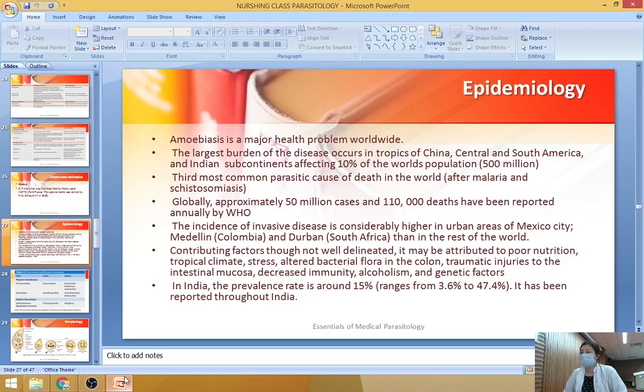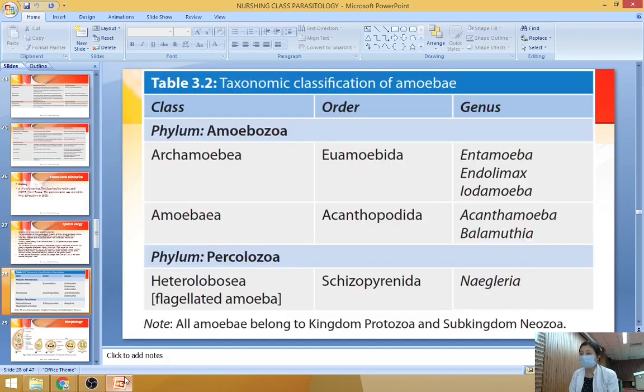Which are the contributing factors for amoebiasis? They are poor nutrition, tropical climate, stress, altered bacterial flora in the colon, traumatic injuries to the intestinal mucosa, decreased immunity, alcoholism and genetic factors. In India, the prevalence rate is around 15%. It has been reported throughout India. Taxonomic classification of Entamoeba histolytica: it belongs to phylum Amoebozoa. This is not at all important. Just remember it belongs to kingdom Protozoa and subkingdom Neozoa.